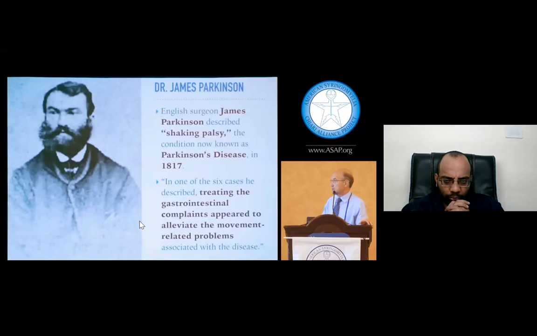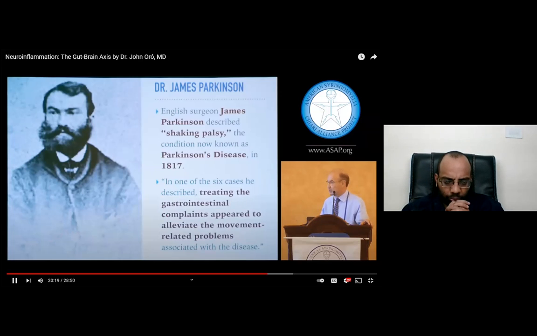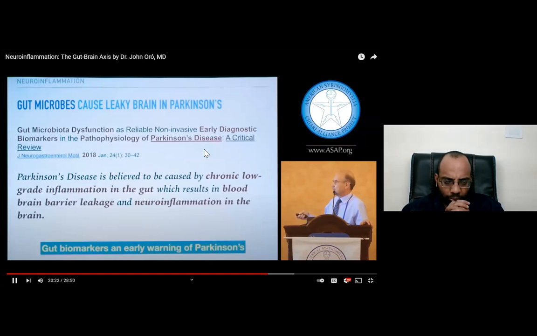Parkinson's disease. Dr. James Parkinson, in 1817, described a shaking palsy. He had 6 cases. Interestingly, one of his cases got better if you treated the gastrointestinal problems. And wouldn't it be fascinating if somebody had carried this little nugget 200 years ago and helped us understand that it started in the gut? It's only now that we're waking up as a scientific community. Oh, Parkinson's seems to start in the gut. Okay, so let's look at Parkinson's.